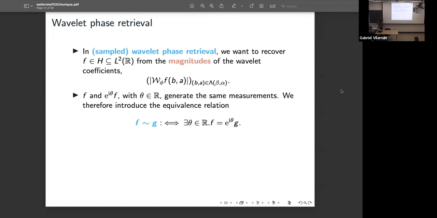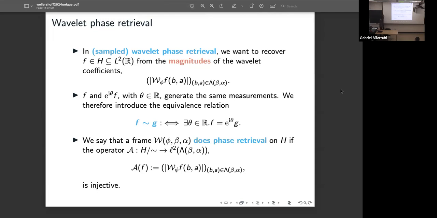Okay, so that's that. Now, mathematically speaking, I want to introduce a phrase. What I will use quite a lot during this talk is I will say that a frame does phase retrieval if the corresponding operator, calligraphic A, is injective. So what is A? It will take an element of H, which is a subset of L2, modulo this equivalence relation, into L2, by just associating the magnitude of the wavelet coefficients. So we will say that a frame does phase retrieval if this operator is injective. It's kind of what you would expect. It's not a very surprising notion, but I just want to introduce that.